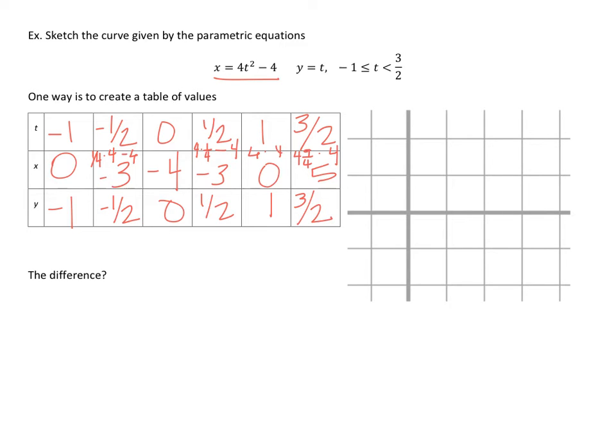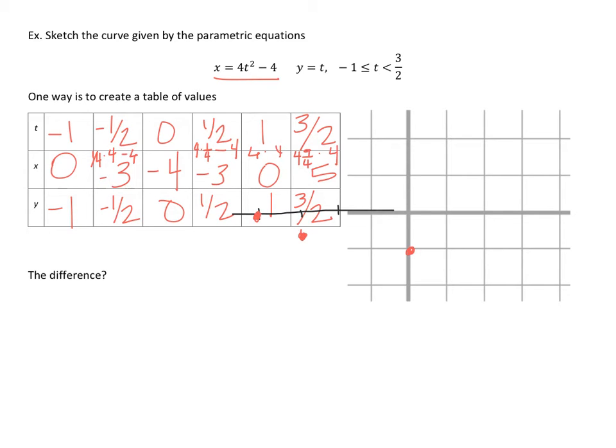Now we're going to plot them. I've got 0, negative 1, negative a half, negative 3, negative a half. So I'm going to extend my graph here. Let's put some tick marks again. Negative 2, negative 3, negative 4. Kind of overlapping a little bit here. Negative 3, 1, 2, 3, negative a half. Negative 4, 0.